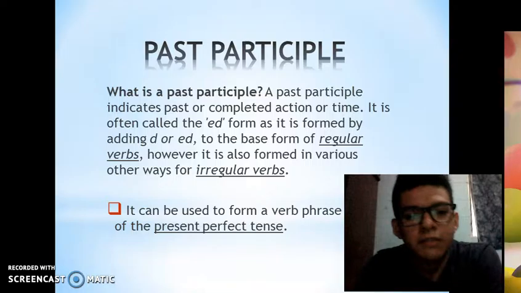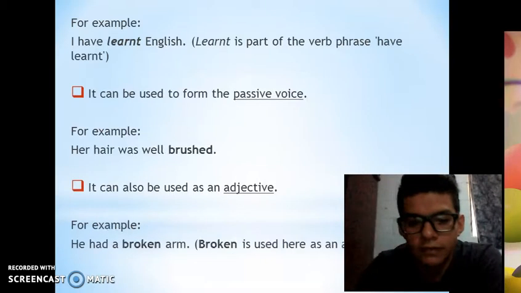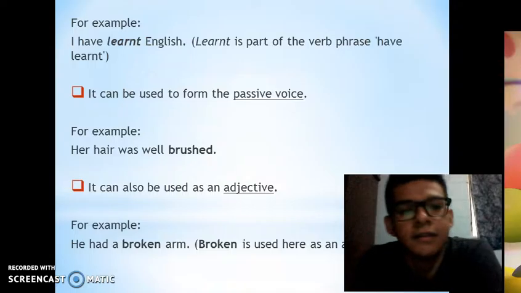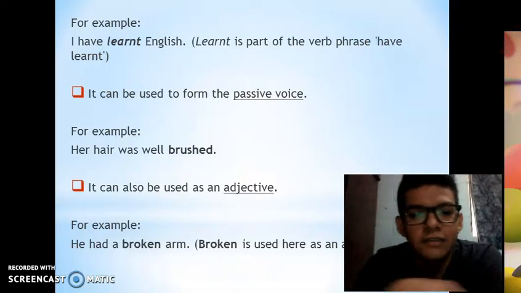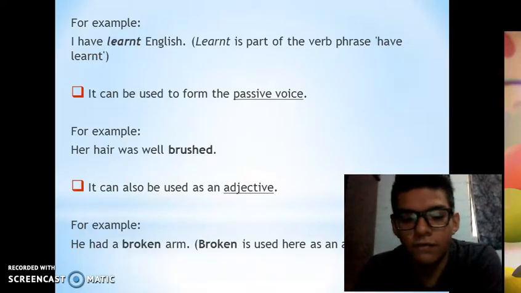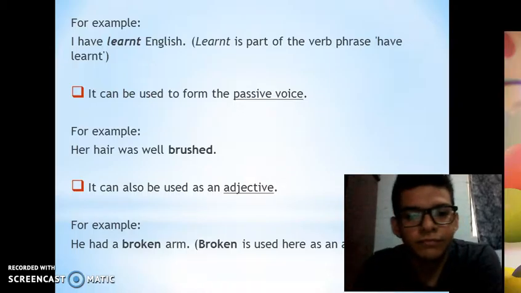One use of past participle is that it can be used to form a verb phrase as part of the present perfect tense. This is an example: I have learned English. Have learned is the verb phrase, but this is in present perfect tense, and we are not going to use this. We are going to use past participle.